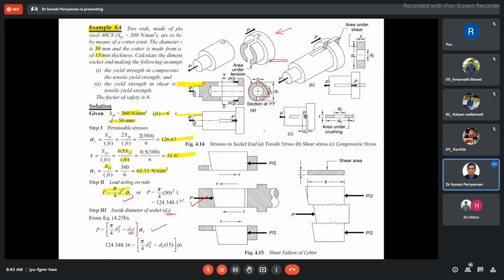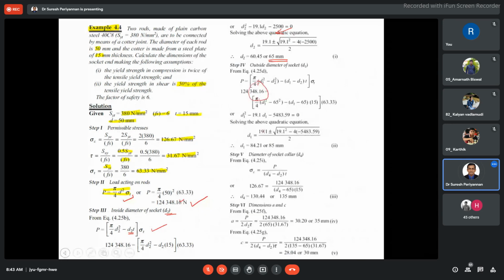Now I come to this socket end. From this relation, we are able to find out d1. We already know the thickness is given as 15 mm, and d2 we found in the earlier step. Only d1 we do not know, so we find d1 from this equation, which is the tensile load acting in the socket end. We have found that diameter d1 is equal to 85 mm.